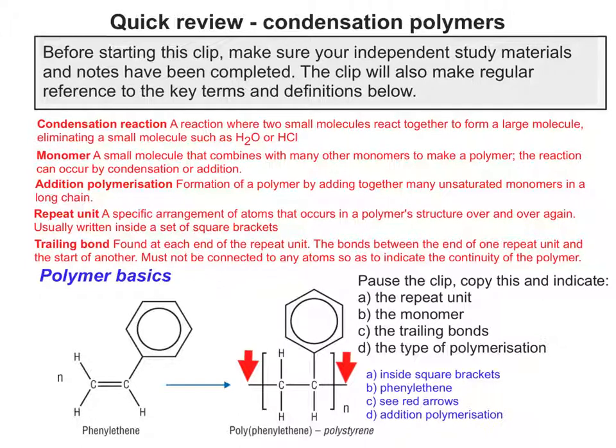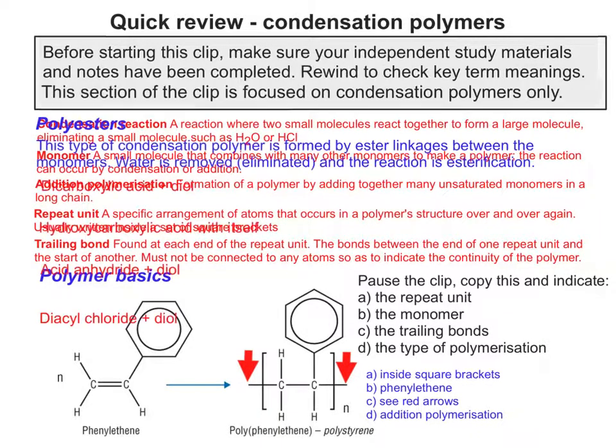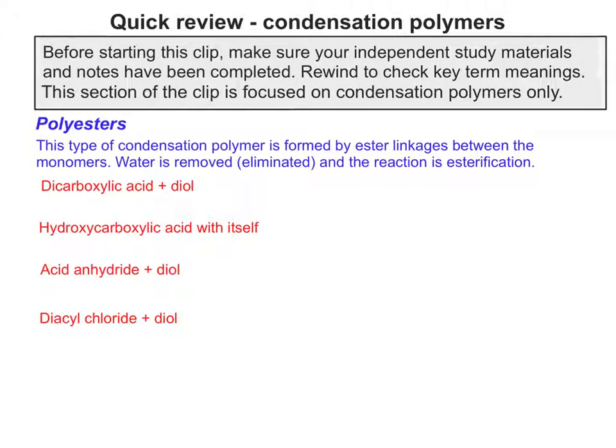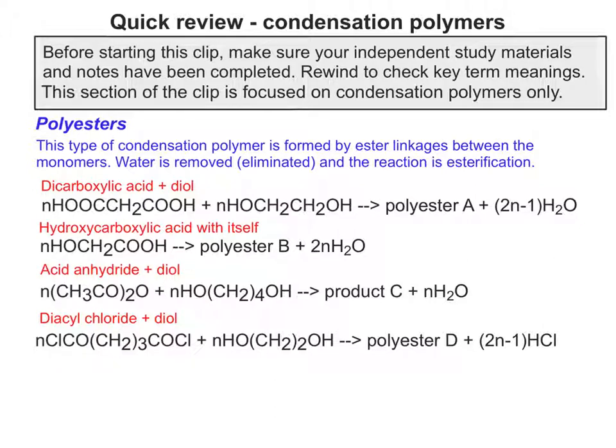So let's now move on to condensation polymerisation. At this point I'll be getting rid of the definitions at the top of the screen. So a polyester is a type of condensation polymer formed by ester linkages between the monomers. In most cases, water is removed and the reaction is the normal esterification that you looked at before. There's one exception, and that's a diacyl chloride plus a diol, where HCl is produced as the small molecule instead. So the third example is an interesting one, which we'll come to in a few minutes' time, but I'm about to ask you to have a think about these.